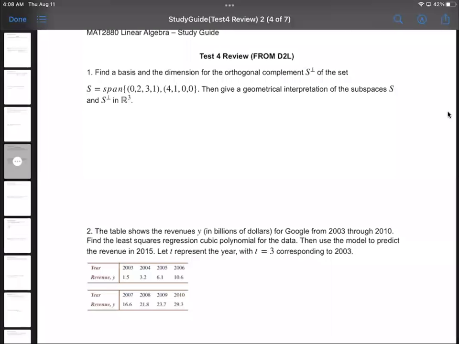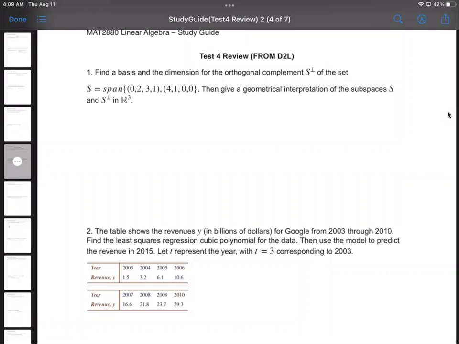All right, here is the test for review. I'm going to walk through most of the questions here for you. Hopefully, it will help you understand better when you look at my answer key.